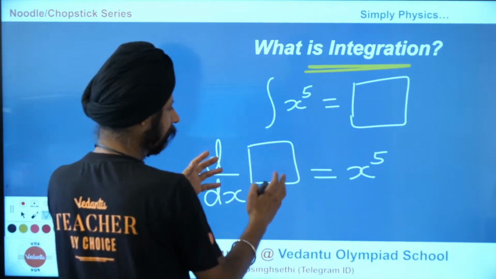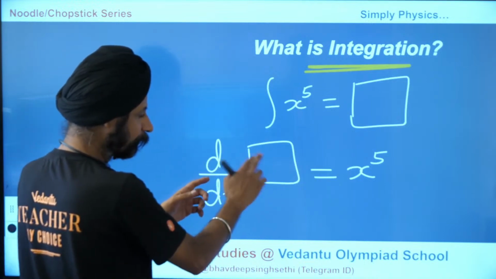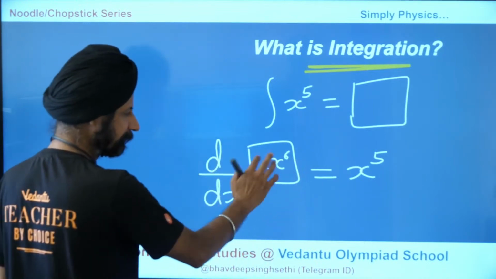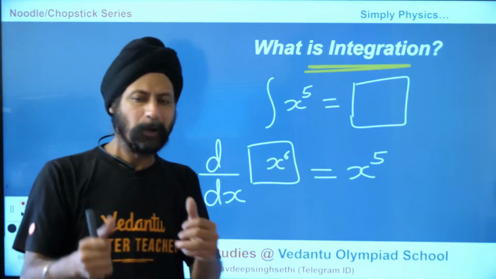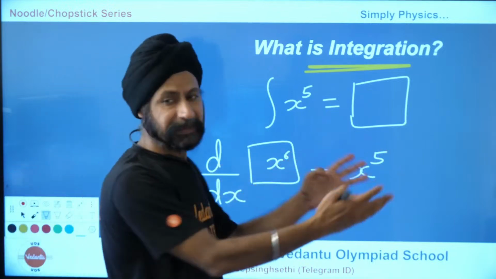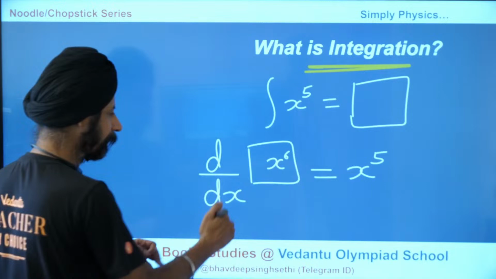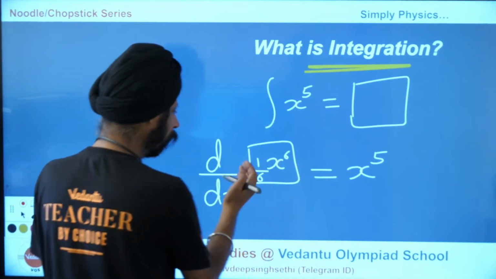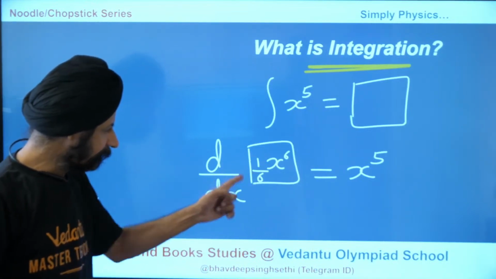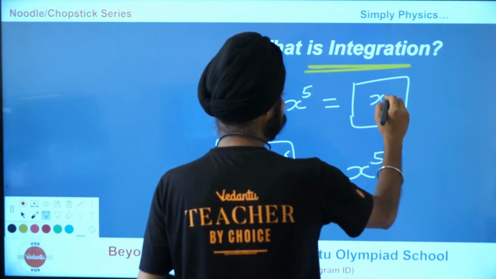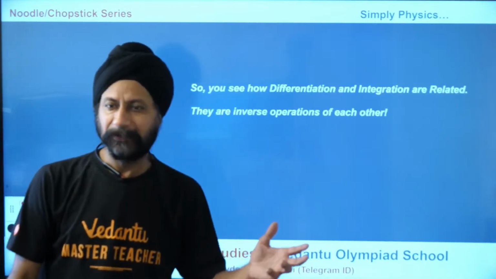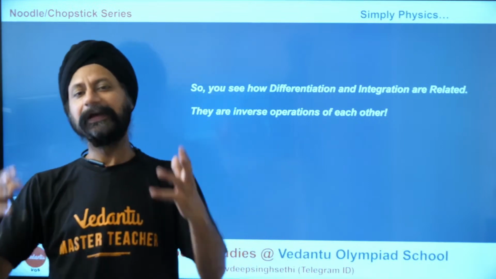So I know when I do d by dx of something, the power reduces. So I know there has to be something like x to the power 6, because if I do d by dx of x to the 6, I get something like x to the power 5. So I'm close. But the problem is if I do d by dx of x to the power 6, I end up getting 6 times x to the power 5. So that extra 6 has to be taken care of. And that's why I would say, okay, let me put 1 over 6 x to the power 6. So if I were to take d by dx of that, I'll get 6 x to the power 5, and 6 and 6 cancel out. So I know the answer to this is x to the power 6 over 6. So you see how integration and differentiation are related. They are inverse operations of each other.